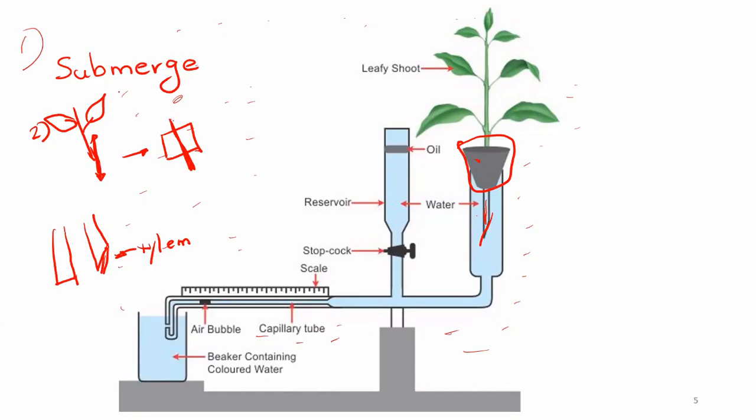First, the setup should be submerged into the water, and second stage, the shoot should be cut in slant position and put it in this cork, inserted in the cork and placed in this one edge of this column. Okay. Then we have in this setup the reservoir. What's the purpose of this reservoir?